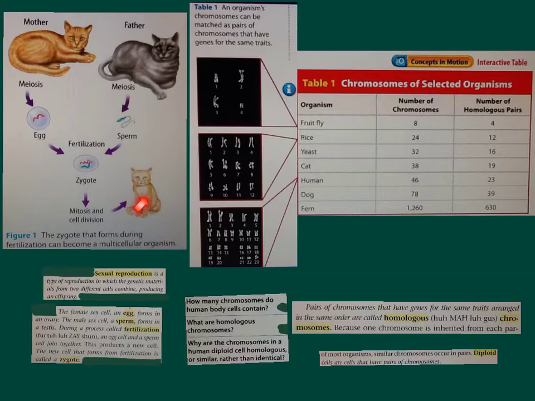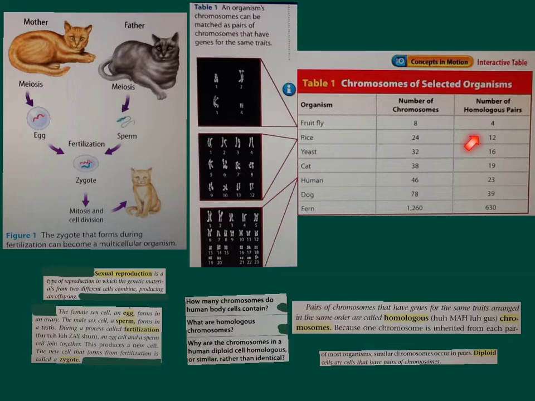Different organisms have different numbers of chromosomes. Recall that diploid cells have pairs of chromosomes. Notice in Table 1 that human diploid cells have 23 pairs of chromosomes for a total of 46 chromosomes. A fruit fly diploid cell has 4 pairs of chromosomes and a rice diploid cell has 12 pairs.